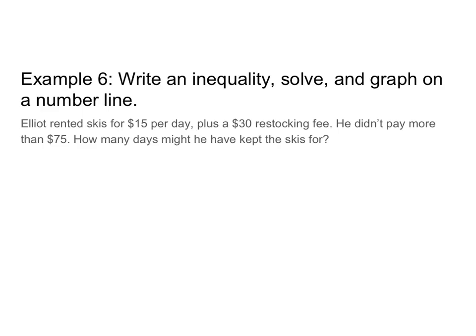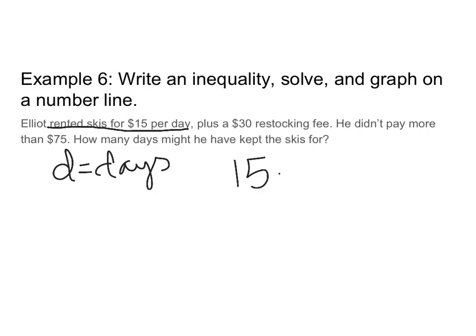Let's try another one. Once again, you write the inequality, solve, and graph it. Try it now. All right, so in this problem, he rented skis for $15 per day. So D is going to equal days. So I'm going to do 15 times the number of days. And then that $30 restocking fee, you just pay that when you return it. So that'll be just an added 30. And then I know that he paid less than 75, or he didn't pay more than 75. So he might have paid exactly 75. So this all needs to be less than or equal to 75.